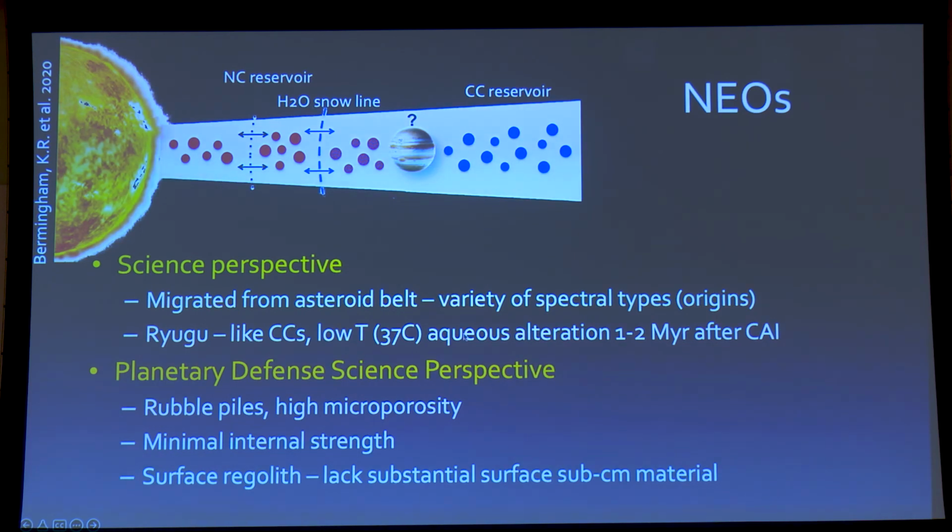Now, from the defense perspective, what you really want to know is the mass of the object and its porosity, whether it's a rubble pile, because this impacts how you will mitigate something if it's going to come towards the Earth. What we've seen from the NEOs that have been visited is that they are likely rubble piles with very high porosity, low density, some internal strength, but very minimal. And interestingly, they seem to lack some fine dust on the surface.